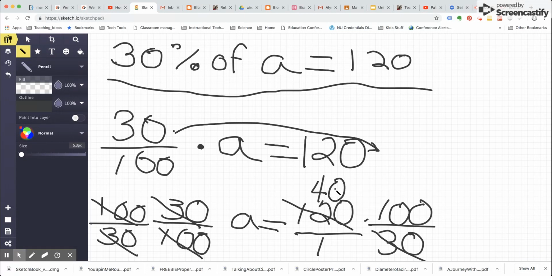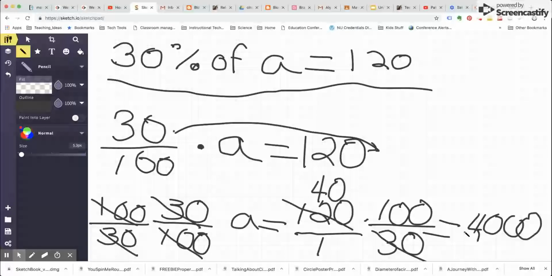Now to solve, all we do is finish multiplying across. We do 4 times 100, which equals 400. Just add the zeros. We don't even need to do any algorithms here.